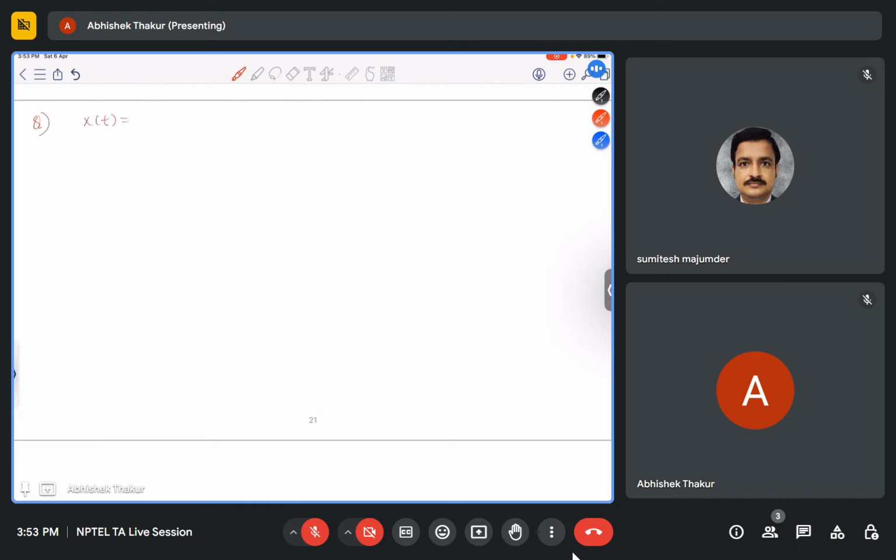x(t) is equal to A cos(ω₀t + θ), and θ is a random variable uniformly distributed in 0 to π. This time we will take 0 to π and we will see whether it is WSS or not. Verify WSS or not.